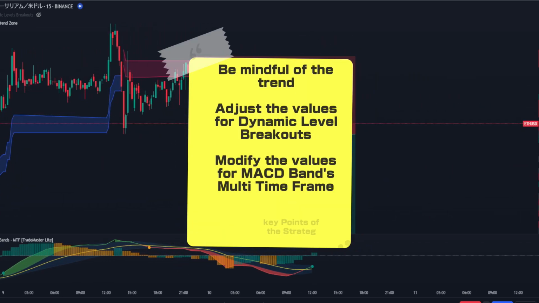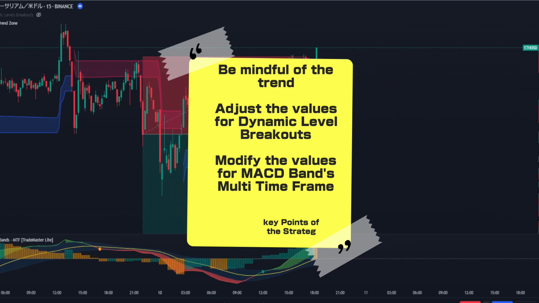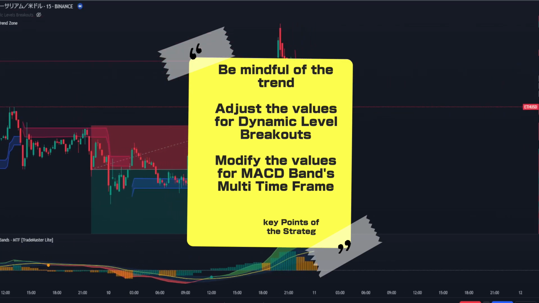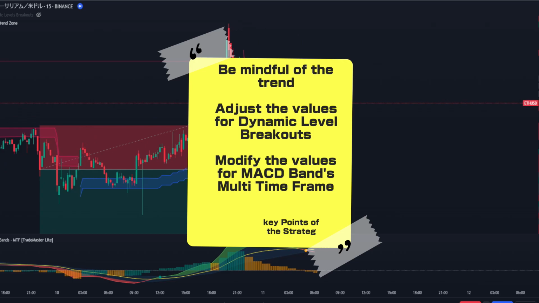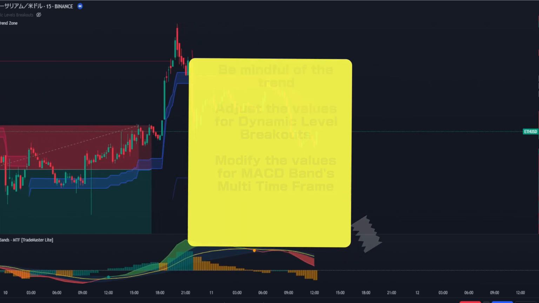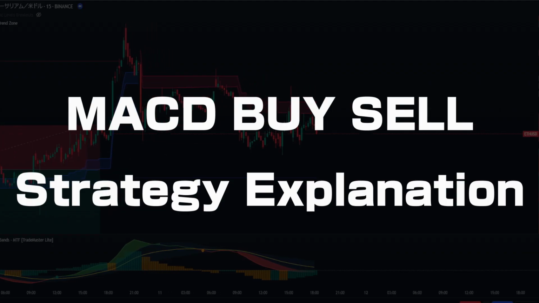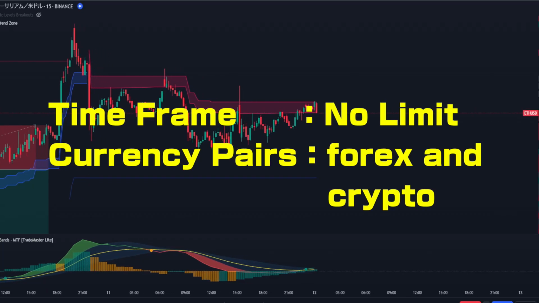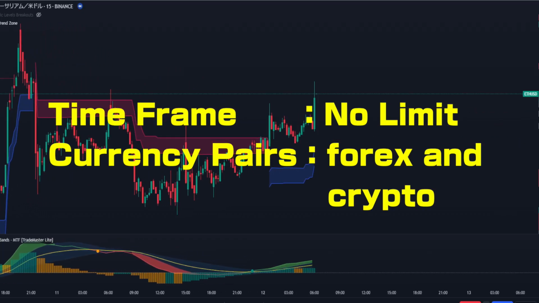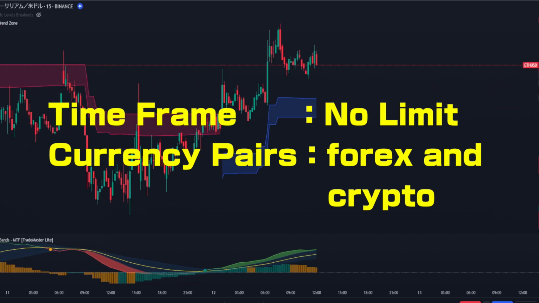Key points of the strategy: be mindful of the trend. Adjust the values for dynamic levels breakouts, modify the values for MACD bands multi-time frame. MACD buy sell strategy explanation. Time frame, no limit. Currency pairs, Forex and cryptocurrencies.